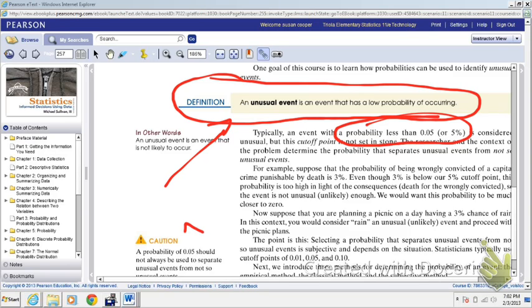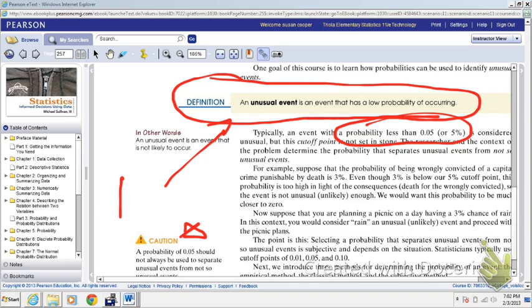Now, I like what your author does here. I'm going to try and zoom in on this caution note. It says, caution, a probability of 0.05 should not always be used to separate unusual events from not so unusual events. For example, there's times where, especially if it's a life-death situation, a 3% chance of occurrence is just too high. You want it to be something really, really close to 0, okay?